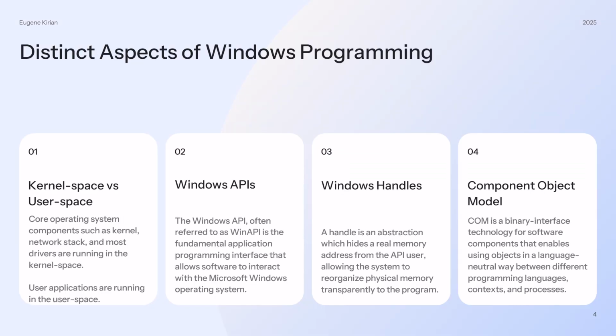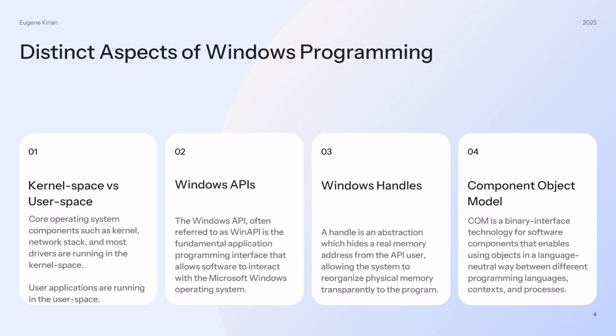When it comes to Windows programming, there are some key concepts that set it apart. Let's break down 4 distinct aspects that will be crucial for our reverse engineering journey. First, there is a divide between the kernel space and the user space. The kernel space is the inner sanctum of the operating system, where core components like the kernel and drivers live. The user space, on the other hand, is where your everyday applications run.